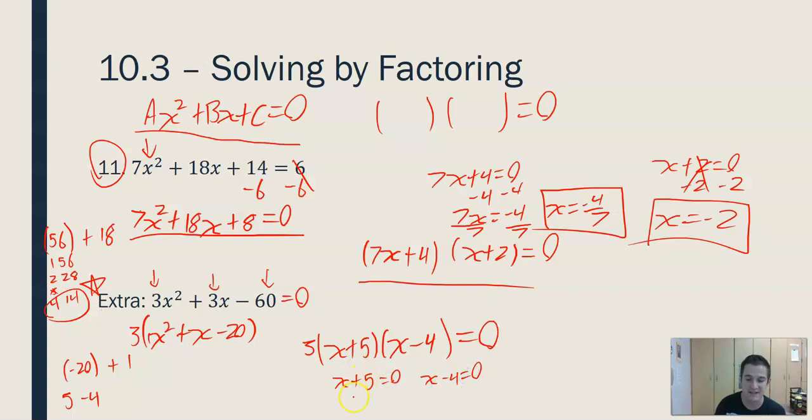So when I solve for x in each of these mini expressions, I get x equals negative 5, and I get x equals 4. Those are my two solutions, negative 5 and positive 4. And if I were to plug those back into this original equation, I would in fact get 0. So that's solving by factoring.